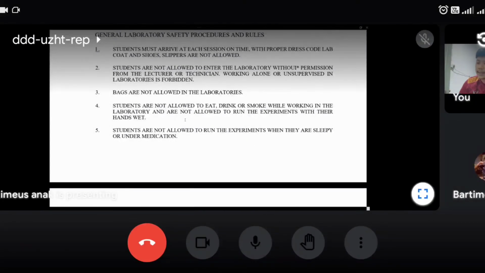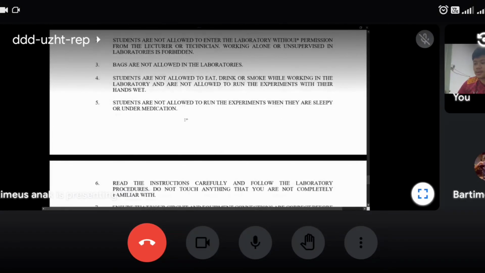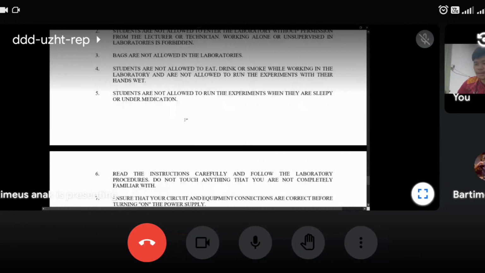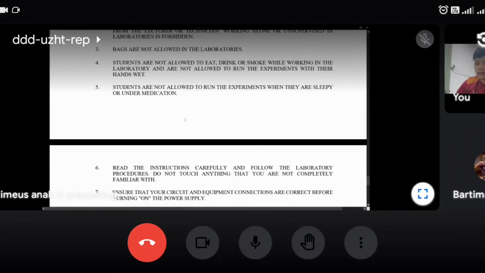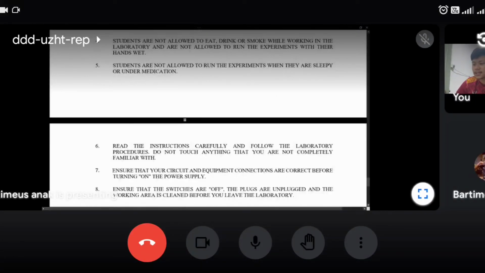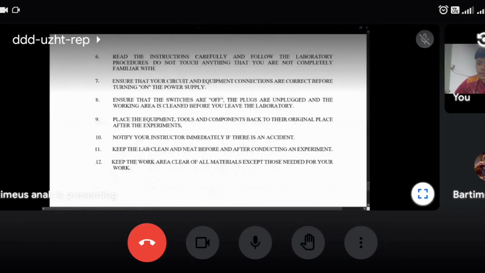Number 3, bags are not allowed in the laboratory. Number 4, students are not allowed to eat, drink or smoke while working in the laboratory and are not allowed to run the experiment with their hands wet. Number 5, students are not allowed to run the experiment when they are sleepy or under medication. Number 6, read the instructions carefully and follow the laboratory procedure. Do not touch anything that you are not completely familiar with.